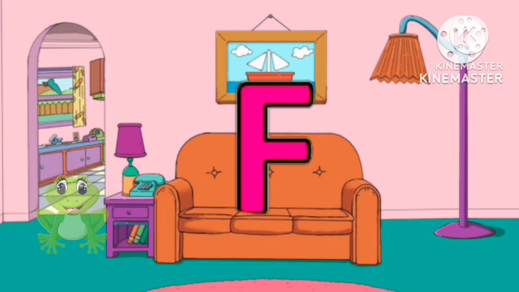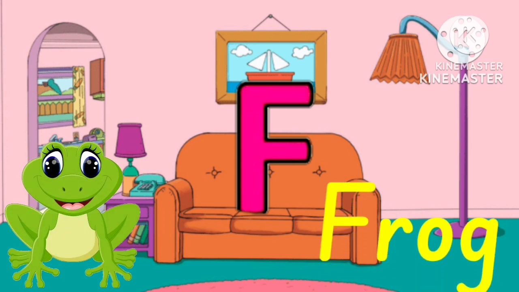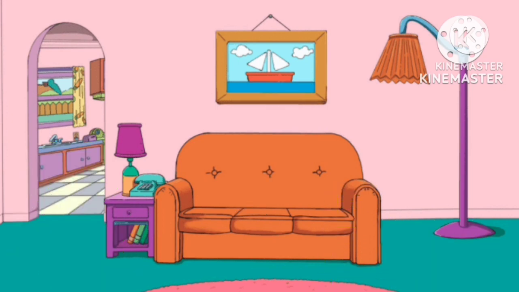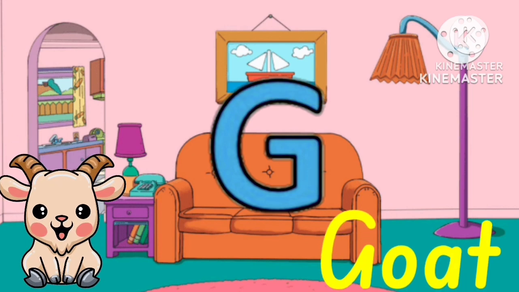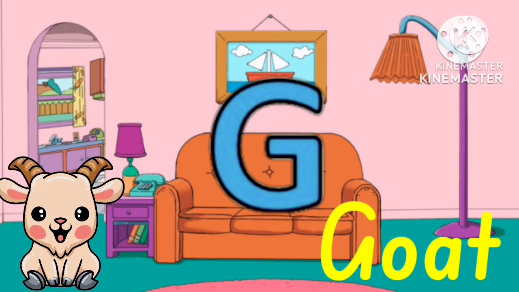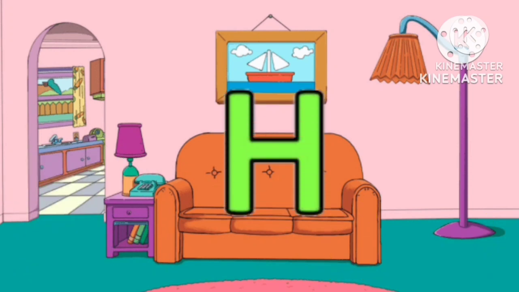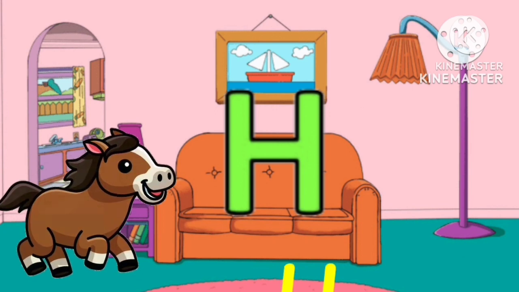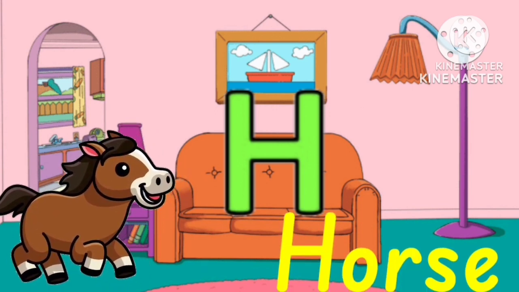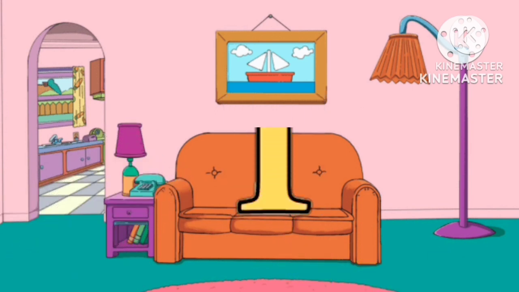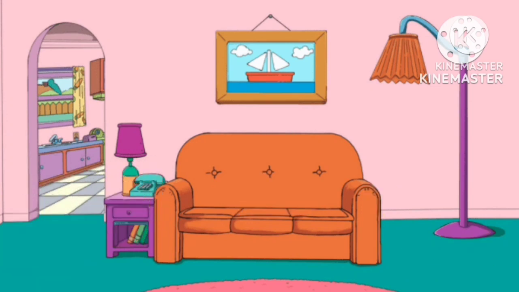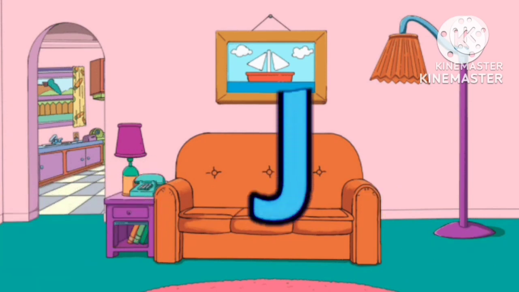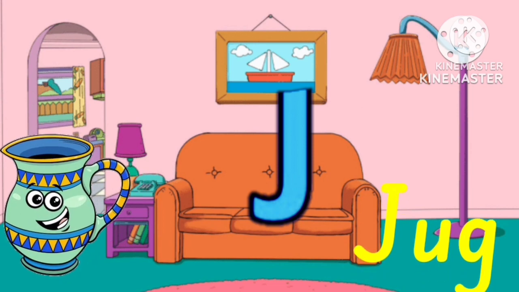F is for frog. G is for goat. H is for horse. I is for eyes. J is for jug.